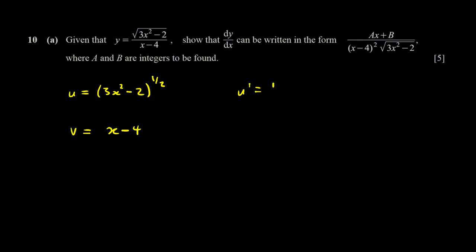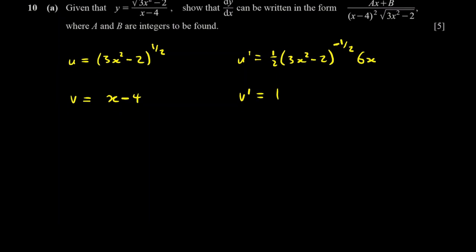So I'll do that again. Big bracket, 3x squared minus 2. Subtract 1 from that power. Then look inside the bracket, differentiate. I get 6x, and I multiply through. v differentiates a bit easier. Just get 1, right? Because 1x differentiated gives you 1, and negative 4 is a constant. Okay, then it's probably a good idea that we remember what the quotient rule is. Quotient rule is v du minus u dv all over v squared.